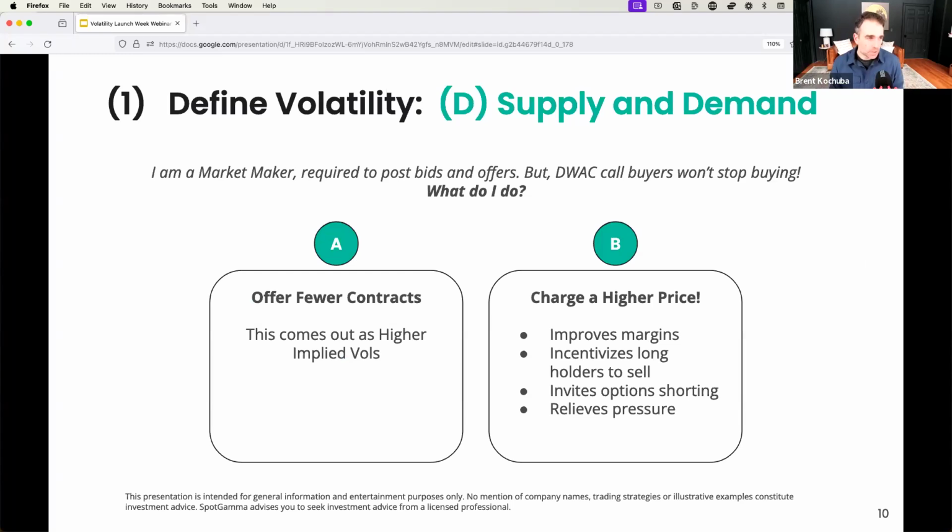Another big driver of volatility is supply and demand. And I think this is one that is particularly interesting. Just like with most other things, high demand tends to drive prices up, and I think options are no different. The unique thing here is, though, that market makers are required by exchanges to post bids and offers. They have to be active participants in the markets that they are making markets in, as part of their contract or their special incentives from the exchanges.